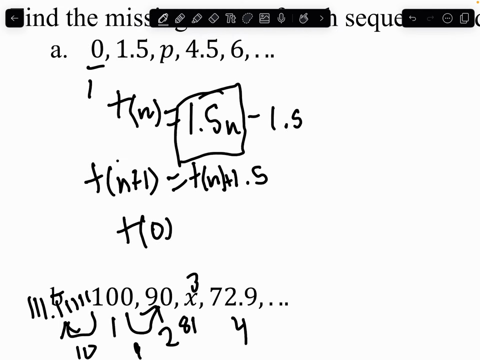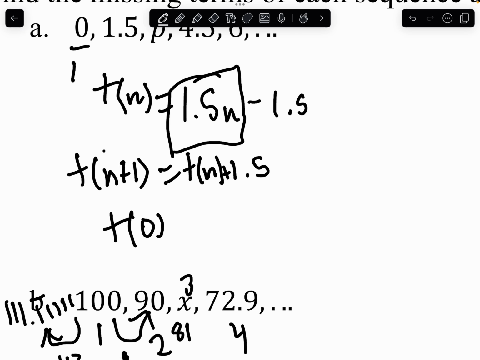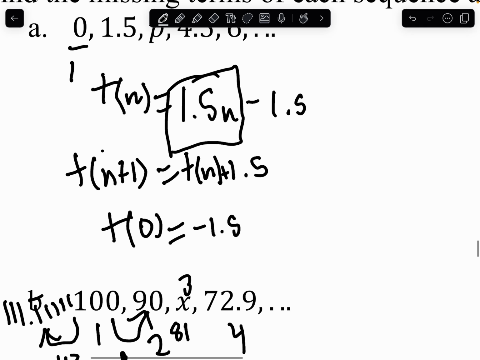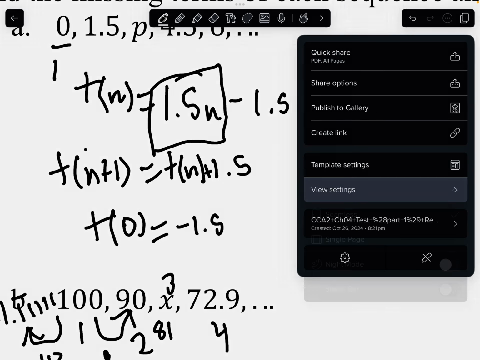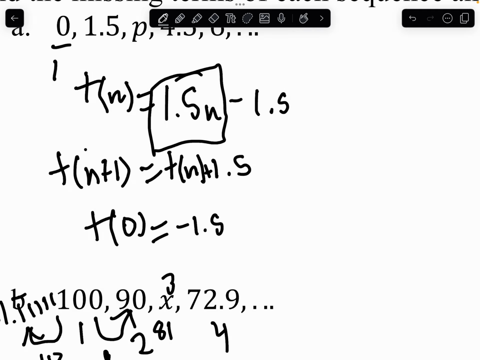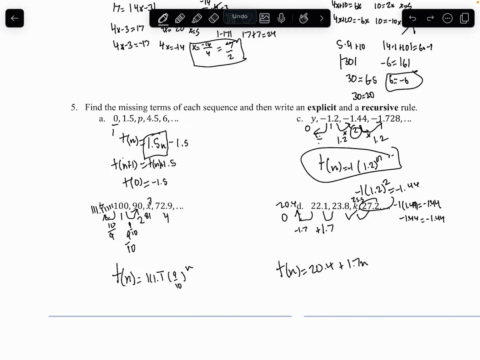And then you gotta set t of whatever your favorite term number is. I'll do t of 0. You gotta tell them what it equals. So t of 0 equals negative 1.5. So they know where the sequence starts. Because if you didn't tell them that, you could do t of 100 equals, I don't know, 4 or something. They could think whatever they want. But when you tell them this, they know it. T of 0 starts at negative 1.5.